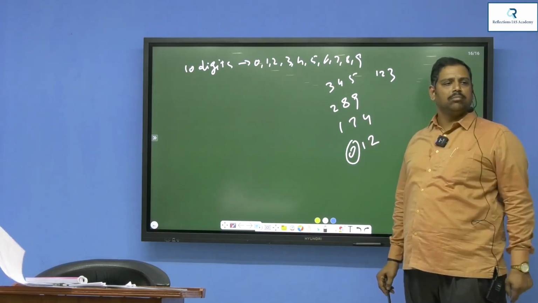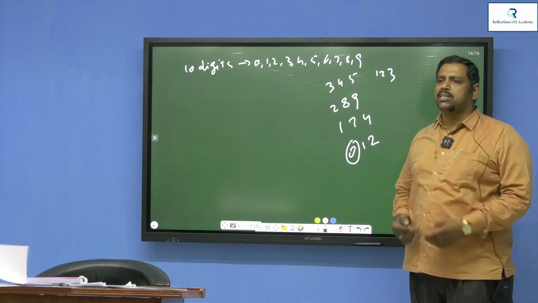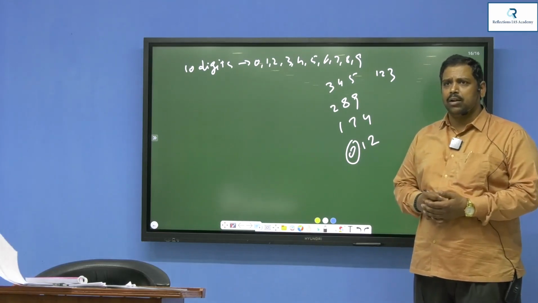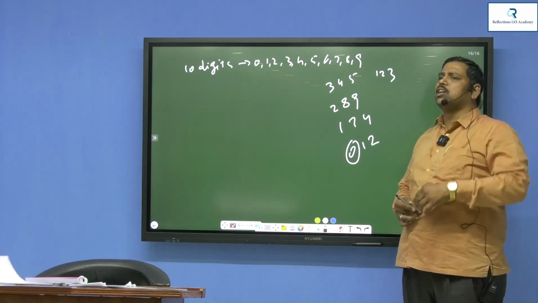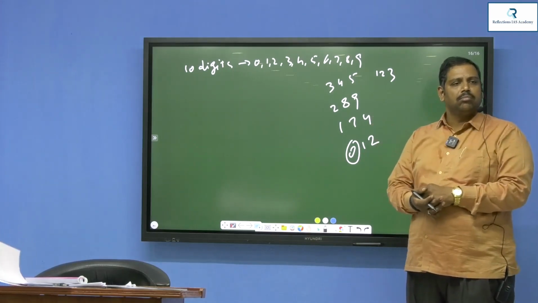You have a condition. Now tell me, arrangement of alphabets and arrangement of digits, both are same or different? What's the difference? First place should not be occupied by 0. In alphabets, no such condition.